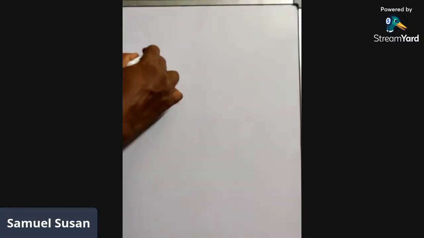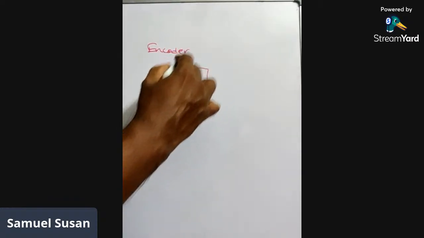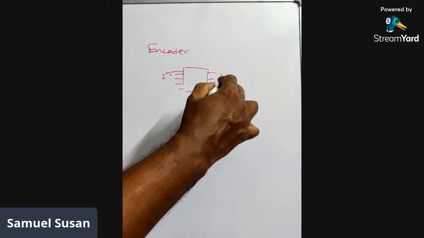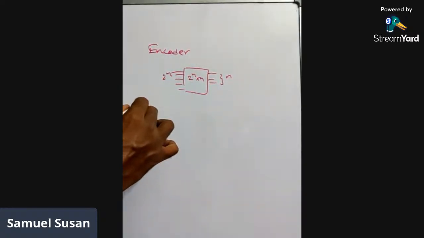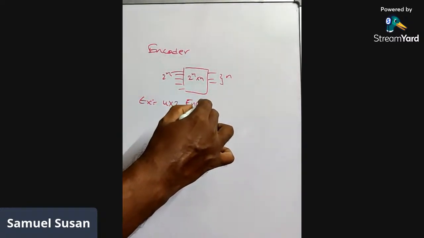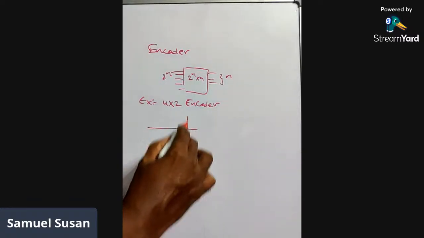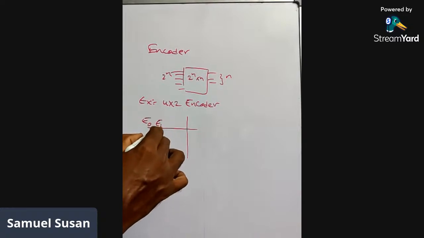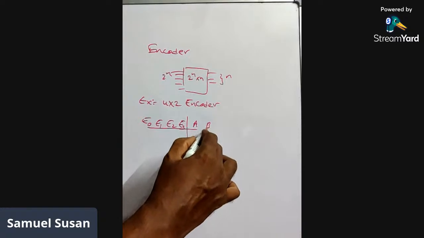So encoder, we can simply have the diagram also. So it has 2 power n inputs and this time n outputs. This is 2 power n cross n. So for example, we can take a 4 by 2 encoder. You can just reverse the circuit diagram there, right? So the inputs will be E0, E1, E2, E3, and the outputs, let us assume, are A B.